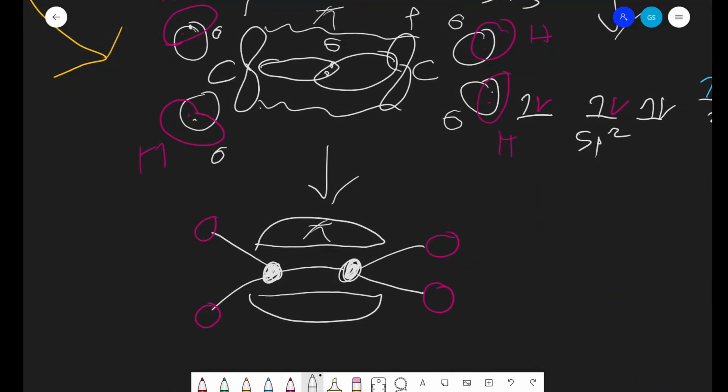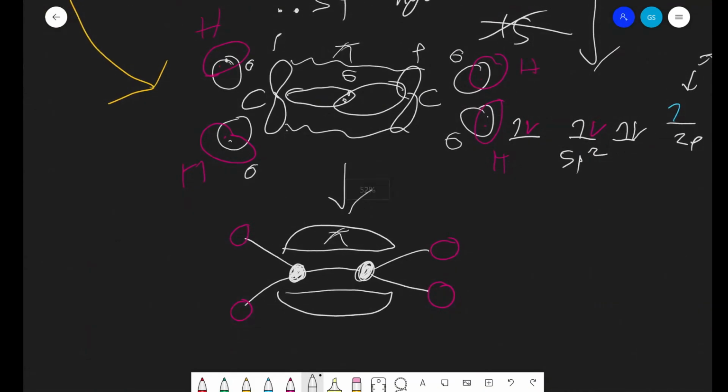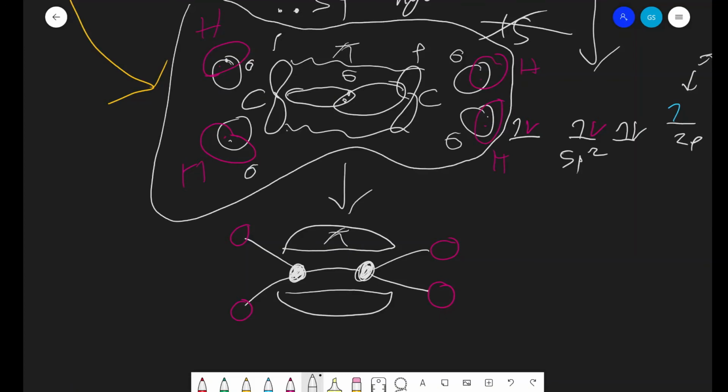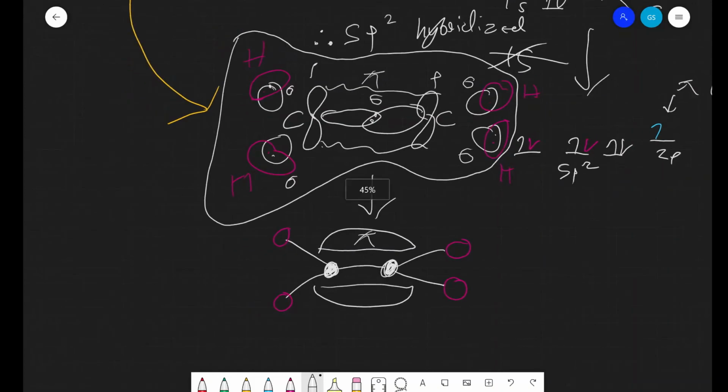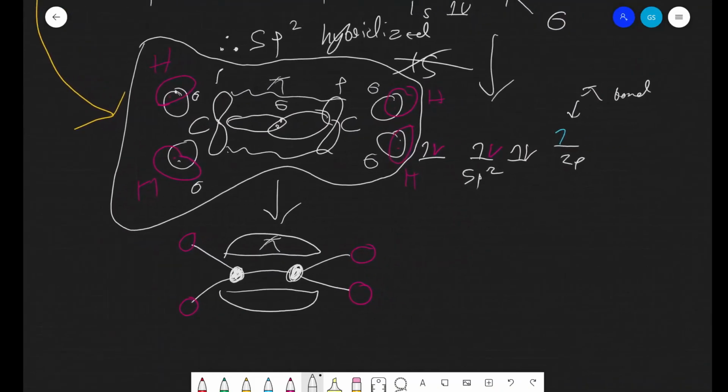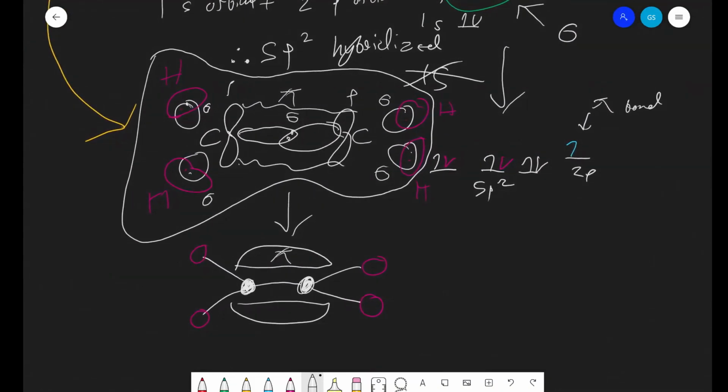So hopefully that made sense. I know this is incredibly confusing visually speaking, but that's really what's going on. If you can get this image in your head of how it looks, then it makes somewhat sense. But it's this idea of we classify hybridization according to the single bonds. Let's look at one more example.